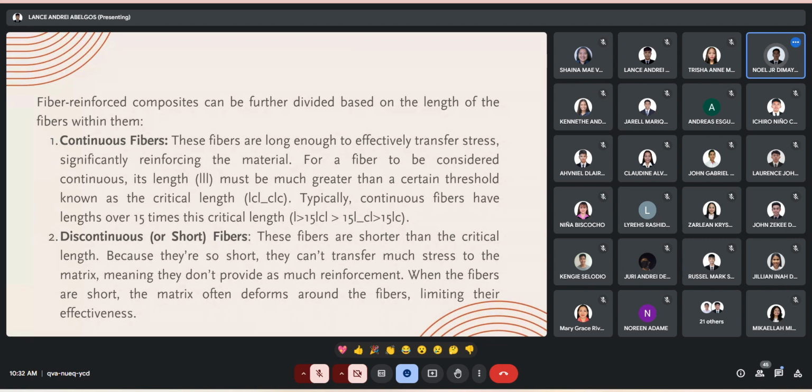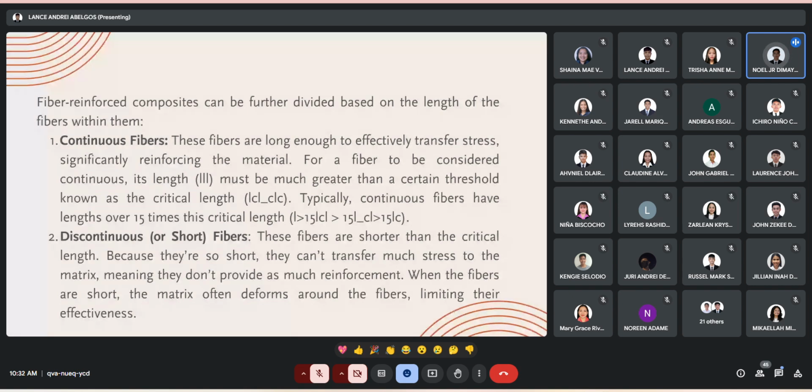Having a long width, it can create a bigger area, which is inversely proportional to stress. So having a bigger area, mas mapapaliit yung stress, which is mas mapapatibay yung bagay or mas marami siyang force na kayang i-accumulate. And for discontinuous fibers naman is having shorter than the critical length.